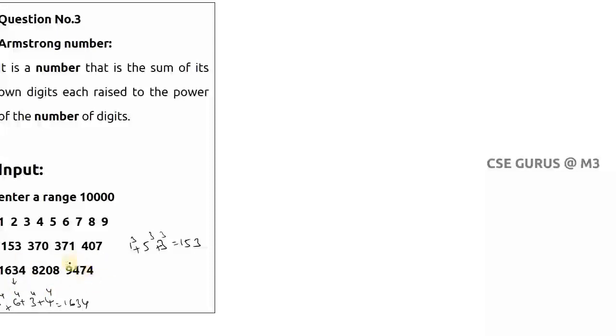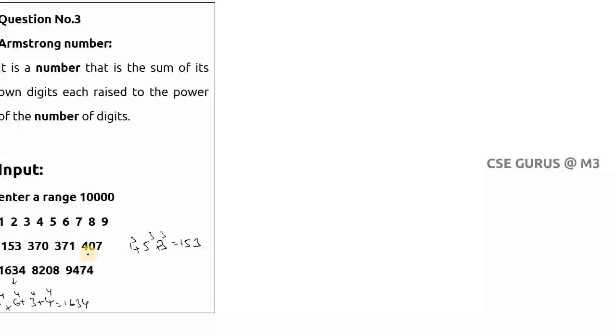So these 3 are Armstrong numbers of 4 digits. These 4 are Armstrong numbers of 3 digits. And these are 1 digit Armstrong numbers. Of course, you can say that there are no 2 digit Armstrong numbers.